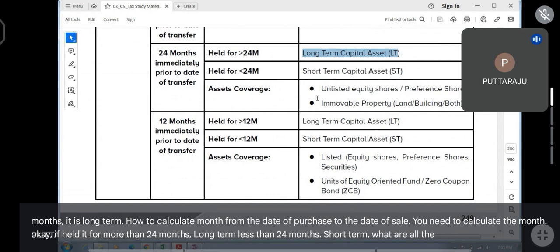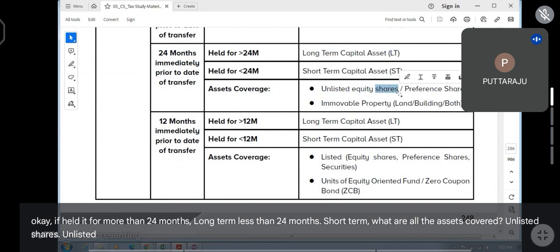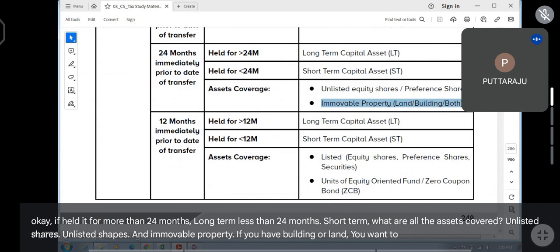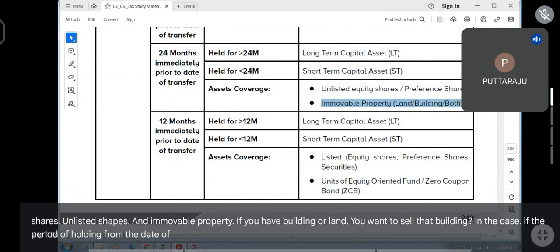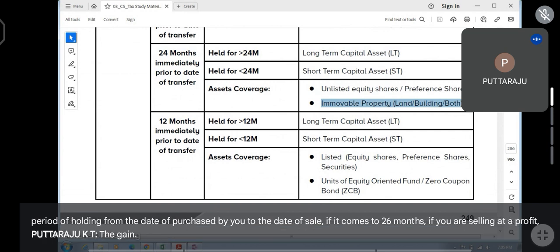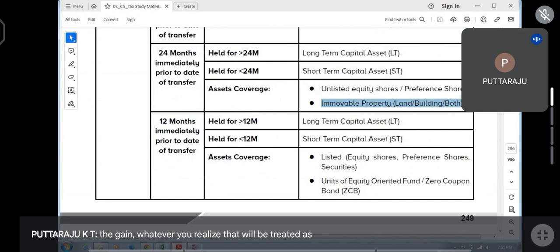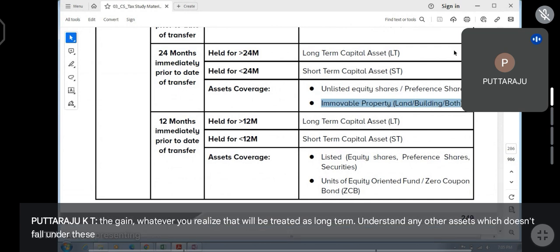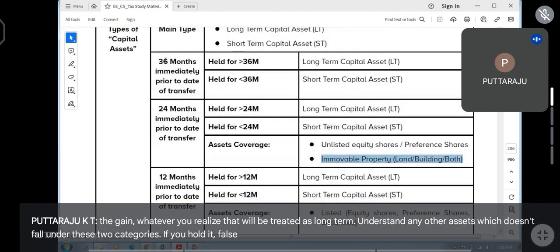What are all the assets covered? Unlisted shares. Unlisted shares and immovable property. If you have a building or land and you want to sell that building, in that case, if the period of holding from the date of purchase by you to the date of sale comes to 26 months, and you are selling at a profit, the gain whatever you realize will be treated as long term. Understood?